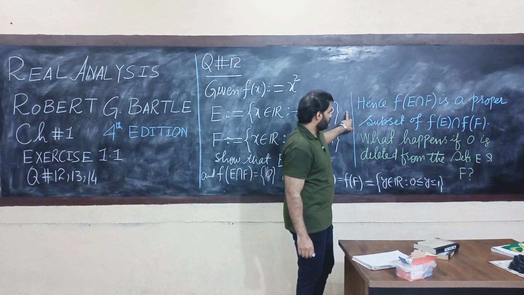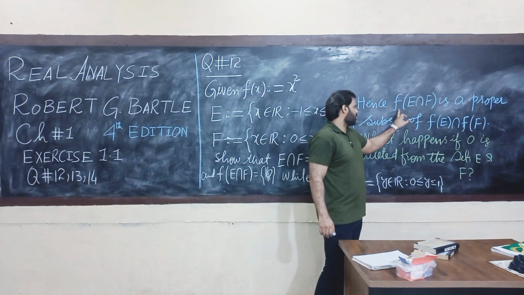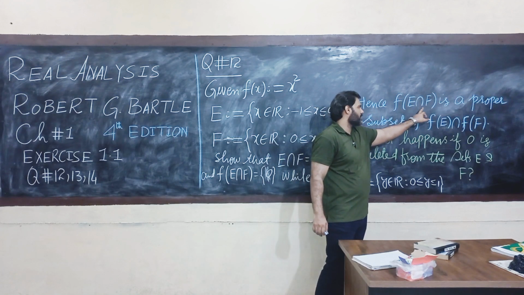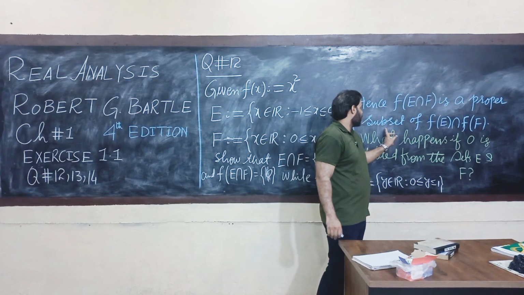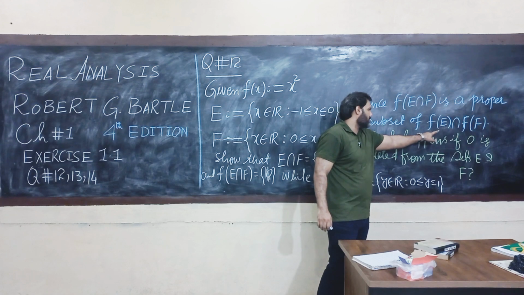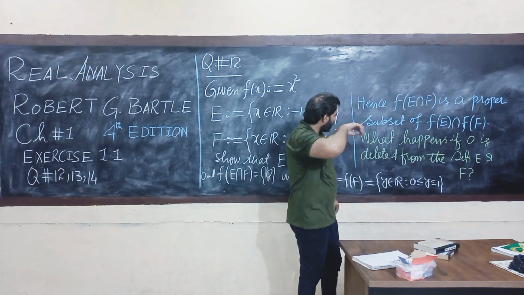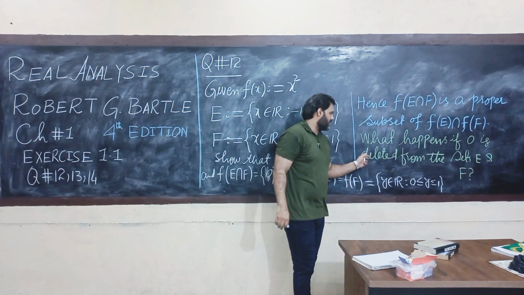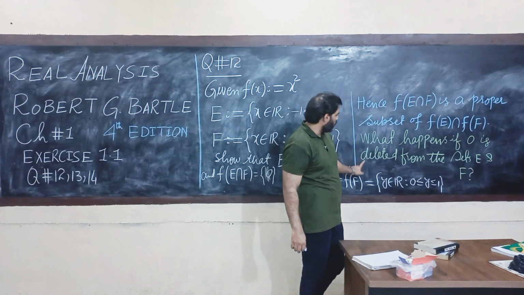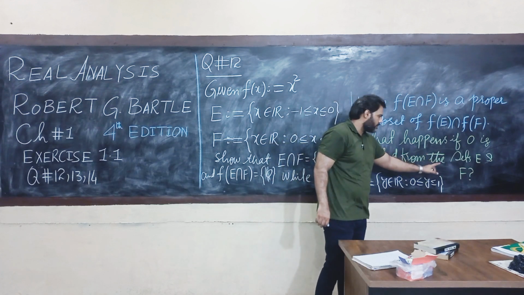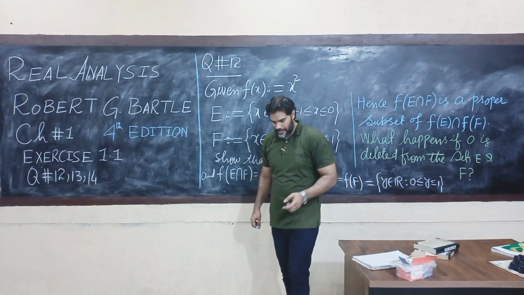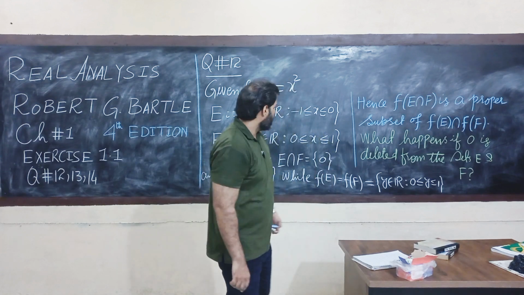And hence show that this set f of E intersection F is a proper subset of f of E intersection f of F. And the last, he says, what happens if 0 is deleted from the sets E and F. So let us discuss each part one by one.